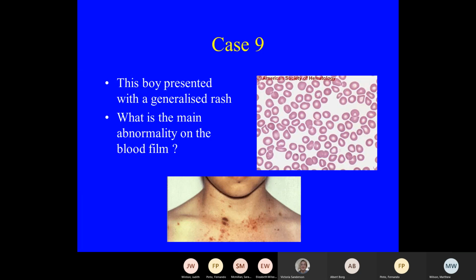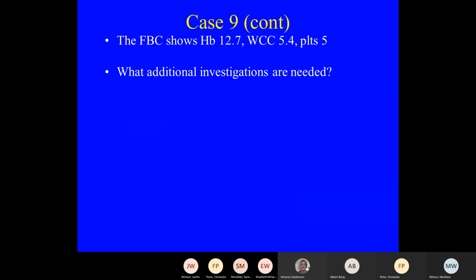So just this case, and then I'll stop. This is a quick one. Generalized rash. What can you see or not see in the blood film? Platelets. Exactly. There are no platelets. Next. So the blood count showed platelets of 5 with normal hemoglobin and white cells. What else do you do? Next.